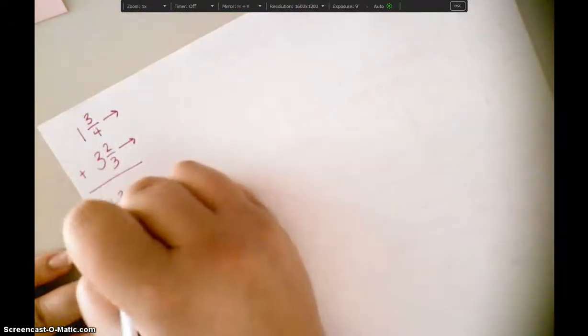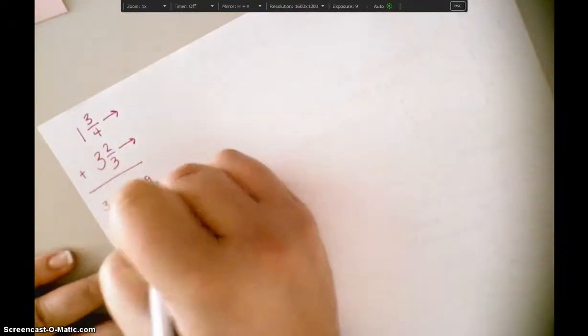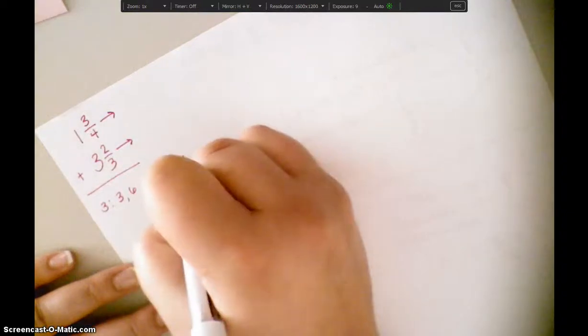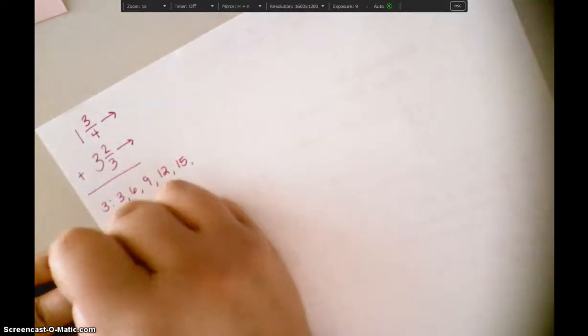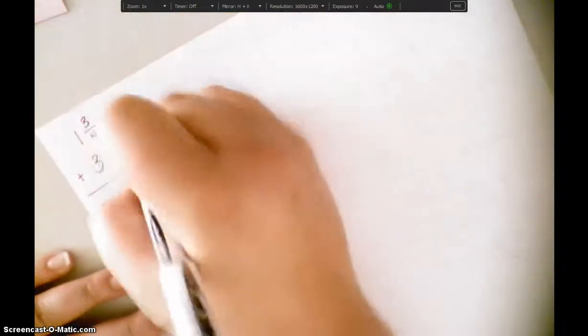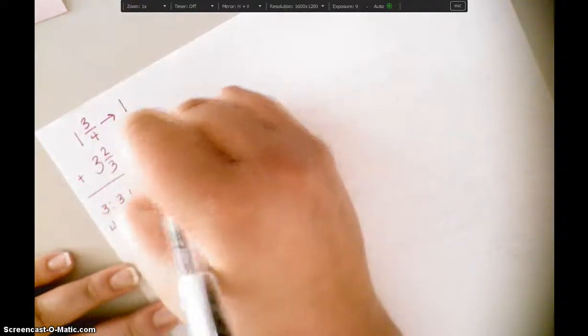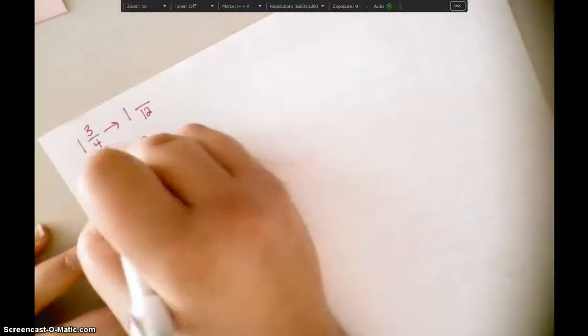So my multiples of 3: 3, 6, 9, 12, 15, that should be far enough. Usually if you go 5 or 6 out, you should get it. 4 is going to be 4, 8, 12, and there it is. So I've still got my whole number, and now I'm going to have denominators of 12. So now I need to go and make my numerators change.